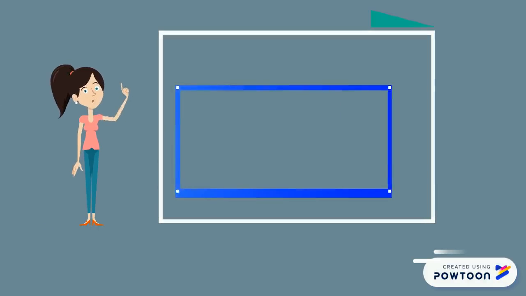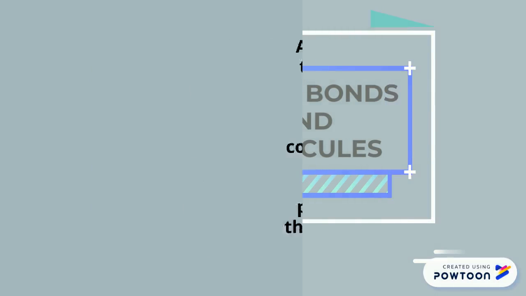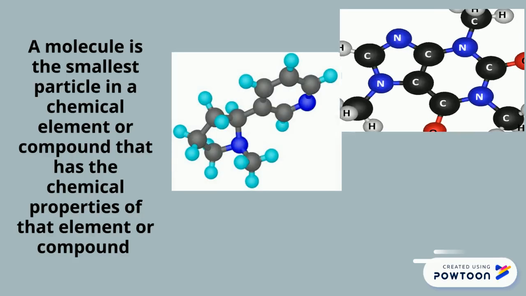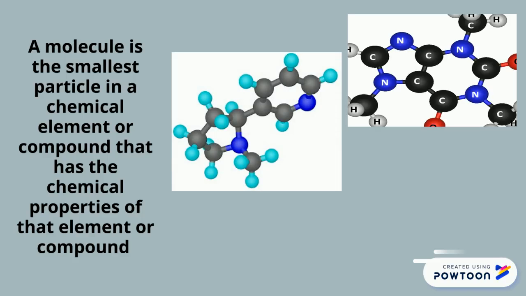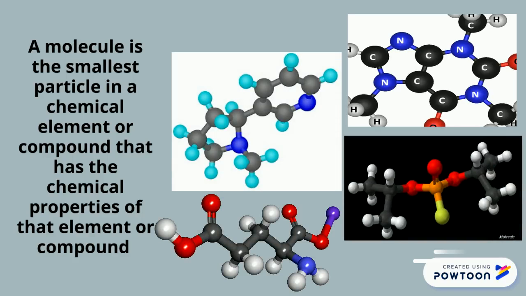Hi everyone, my topic is all about polar bonds and molecules. A molecule is the smallest particle in a chemical element or compound that has the chemical properties of that element or compound. Molecules are made up of atoms that are held together by chemical bonds.